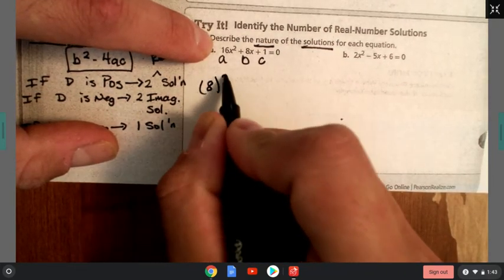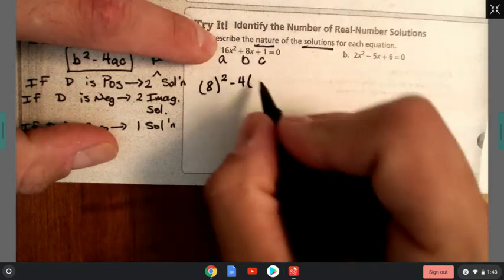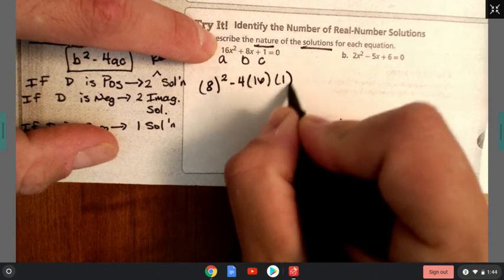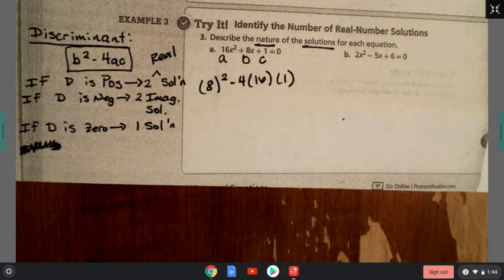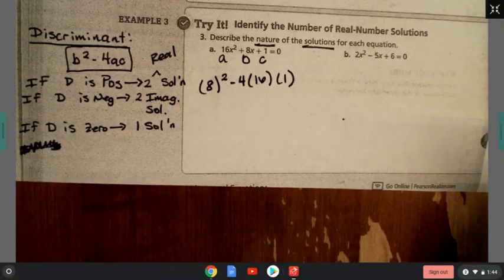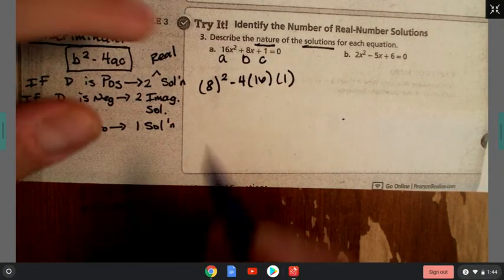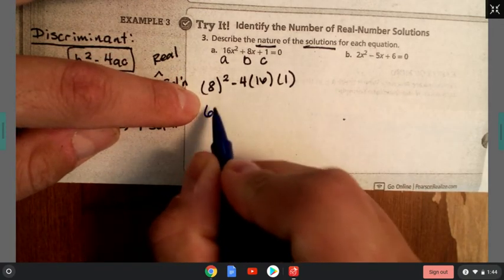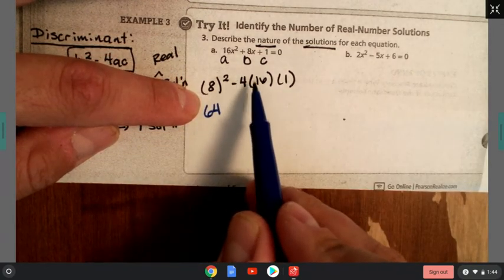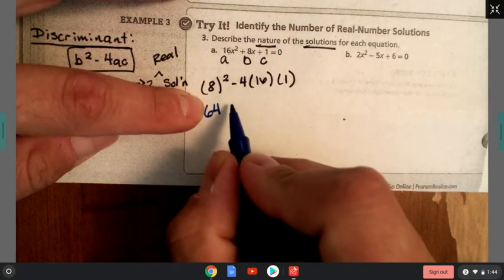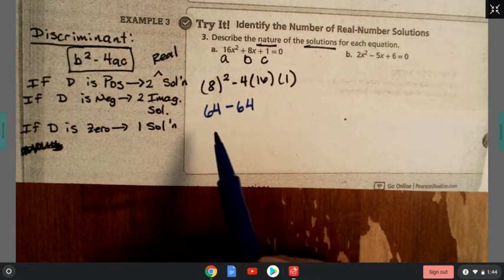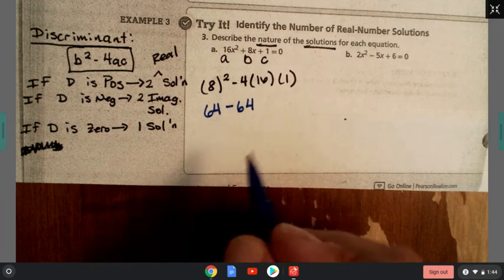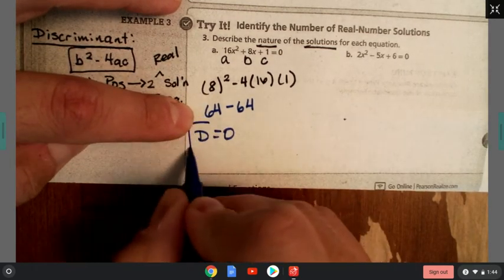All right. So all we have to do is the discriminant. So b squared minus 4ac. b is 8, so 8 squared minus 4, a is 16, c is 1. So all I did was plug a, b, and c into the discriminant, because it doesn't want the whole answer. It just wants to know what the answers are going to look like when we do solve it. So we solve this thing. 8 squared, 8 times 8, 64. Negative 4 times 16 would be minus 64. And then times 1 is still minus 64. So 64 minus 64, the discriminant equals 0.